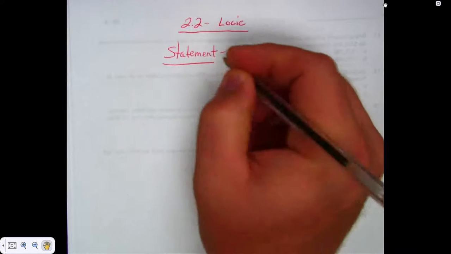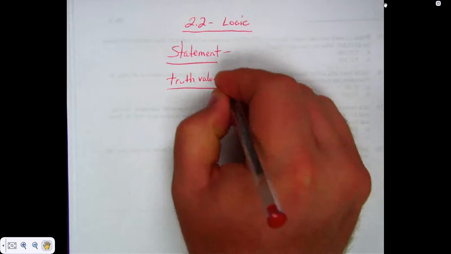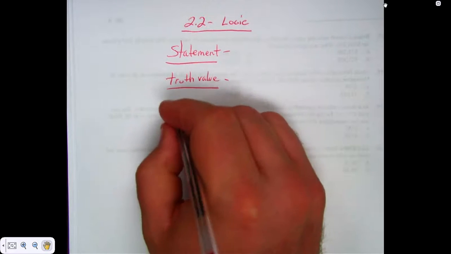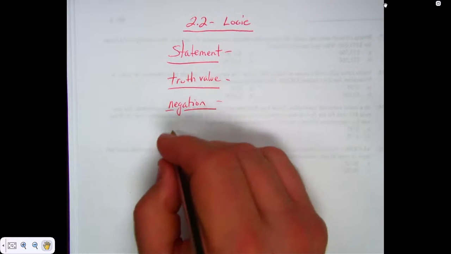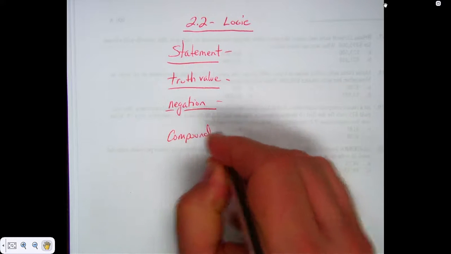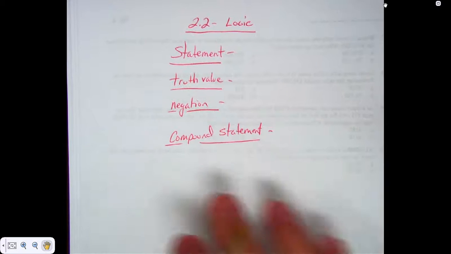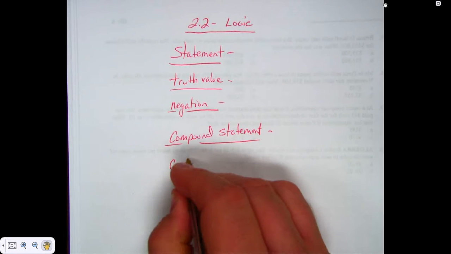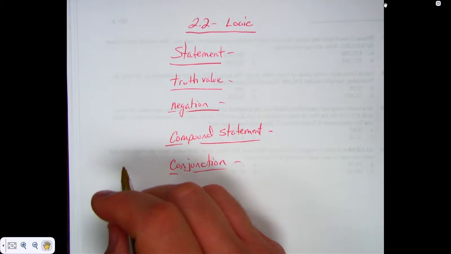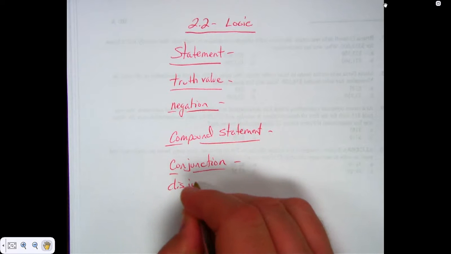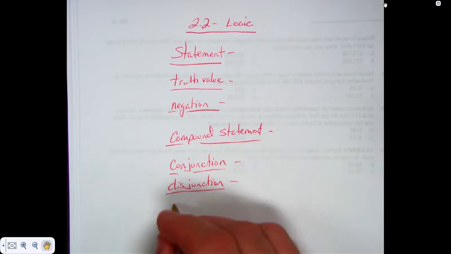We're going to talk about a statement or statements, truth value, negation, compound statement, conjunction, disjunction, and a truth table.